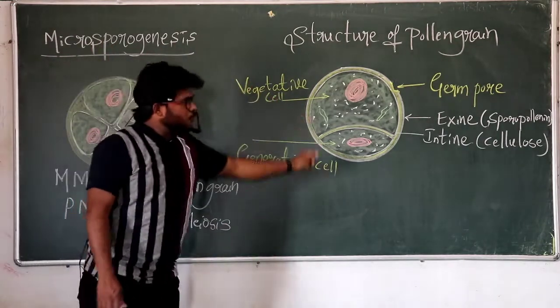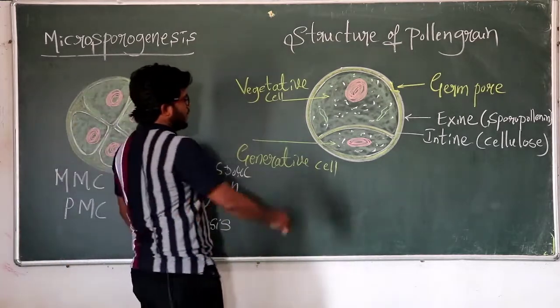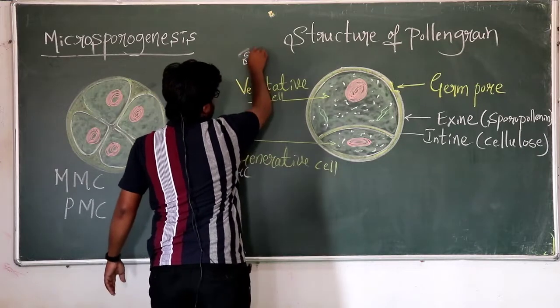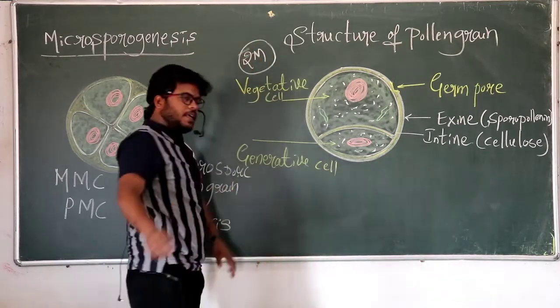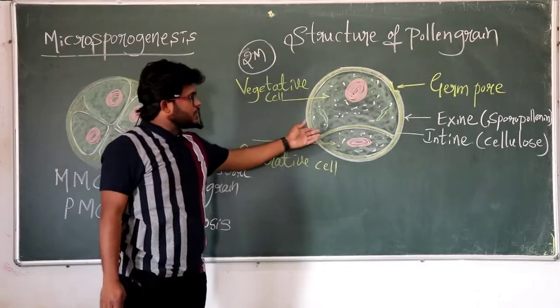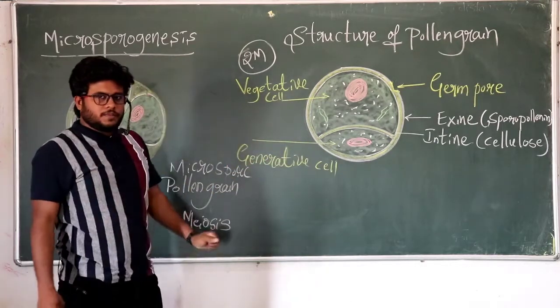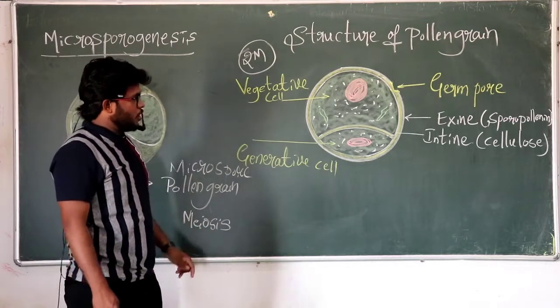Then the structure of pollen grain is also a very important concept. If only the diagram is asked, it will be asked for 2 marks. In case the explanation is asked, then it will be asked for 3 marks. So let us study the structure of pollen grain.